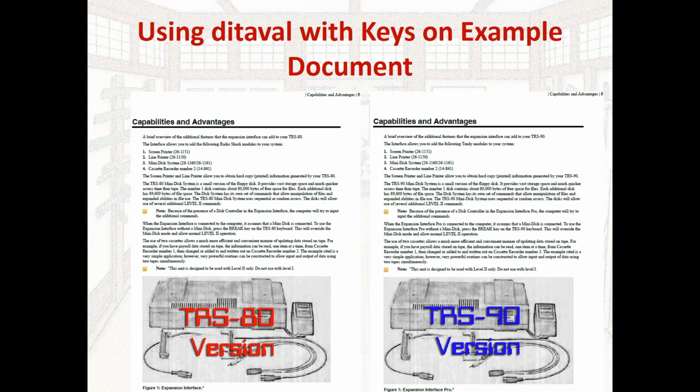Now, in terms of the effects, here is using the DITAVAL with keys on the example document. And in this case, while it's going to be hard to read, the first line says a brief overview of the additional features that the expansion interface can add to your TRS-80. And the one on the right says the equivalent except for TRS-90. And the images in each version are also altered. The TRS-80 ones have a nice TRS-80 slapped on top of them, and the ones for the TRS-90 have the one in blue.